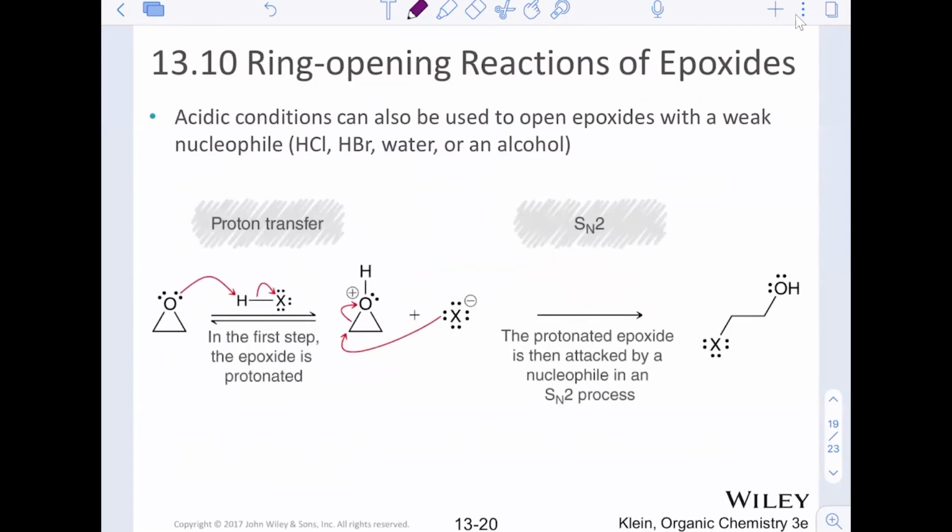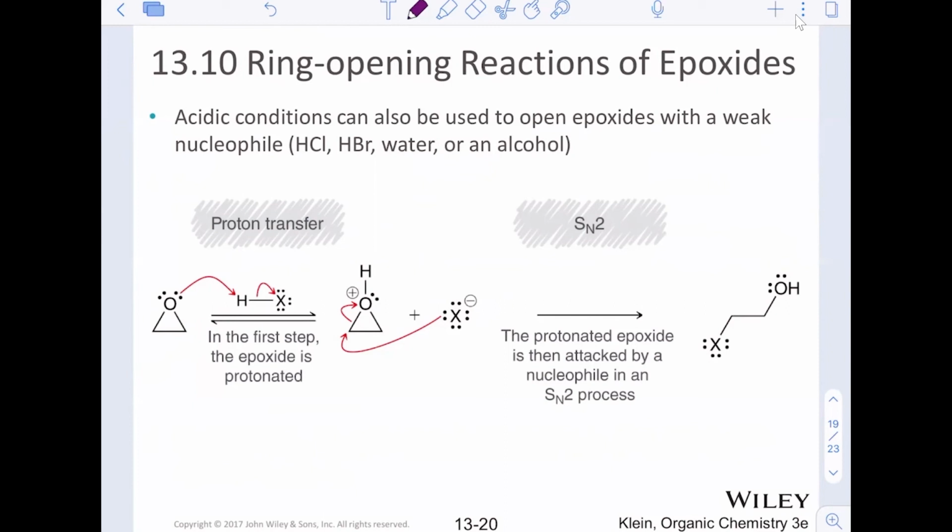All right, acidic conditions can also be used. When we see acidic conditions, we usually see HBr, HCl, we see water with acid, so H3O+, or an alcohol with a little bit of H2SO4. These are all weak nucleophiles, right? So when we see these guys, we want to make sure that we understand that they are undergoing an SN2 process. However, there is an influence of the SN1, and that's what we're going to see.